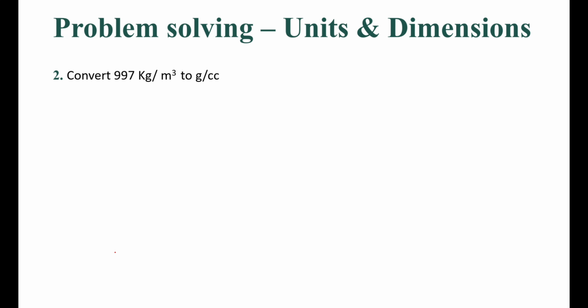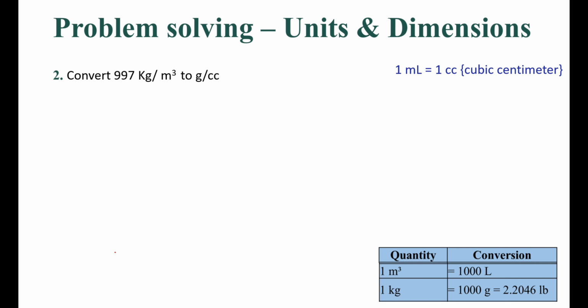In this question, we are asked to convert 997 kg per meter cube to gram per cc. Kg per meter cube is mass by volume, which is actually density. So 997 kg per meter cube to gram per cc. The first step is to identify the respective relations from the data table, which you are expected to remember during the examination. Now we have to convert; the first term is kg here. So kg to gram we have to convert. As per the relation, 1 kg is equal to 1000 gram.